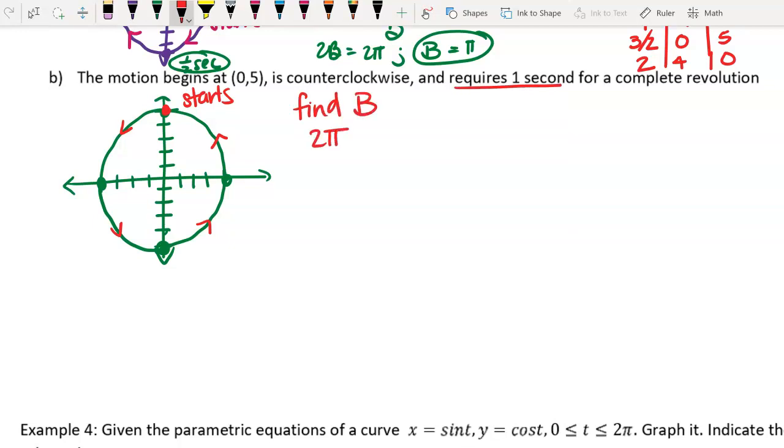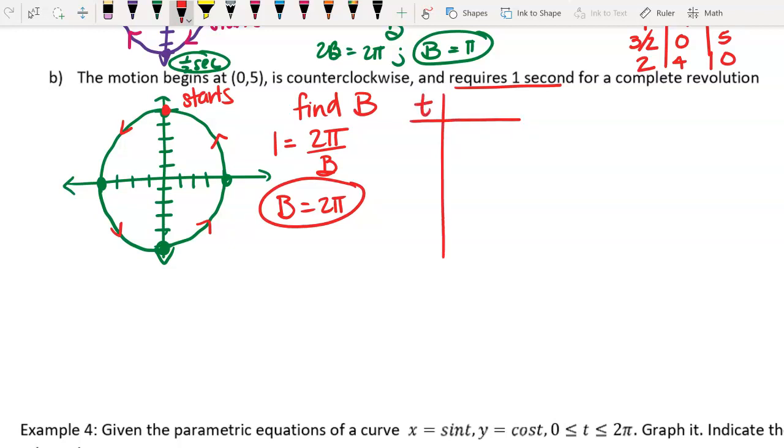2 pi. 1 equals 2 pi over B. Do you guys agree with Jordy? You're right, that's a formula. So that means 1 times B equals 2 pi. Right? Yes, no, maybe? All right, let's make our chart since we just started it.